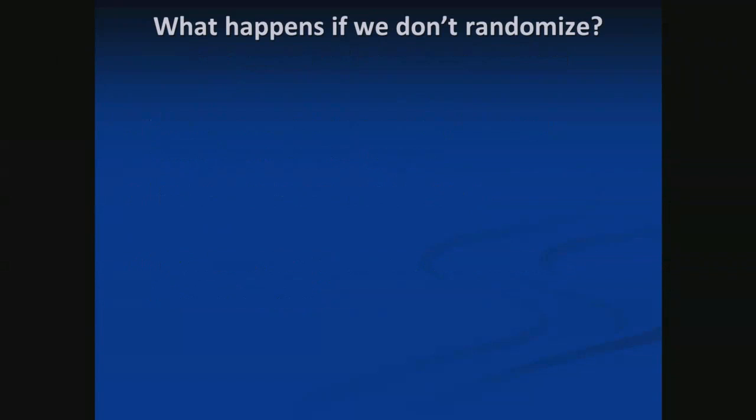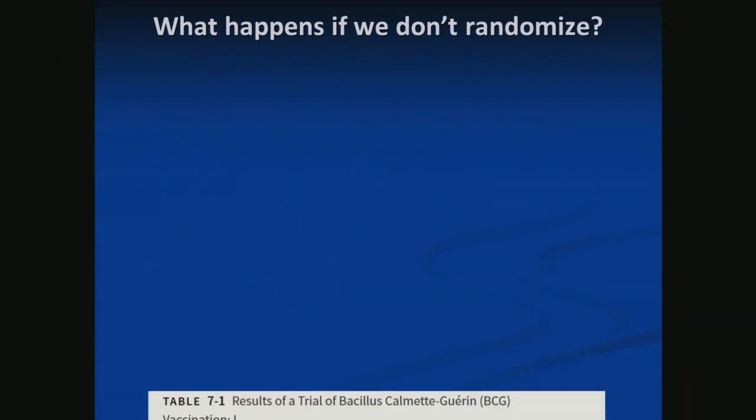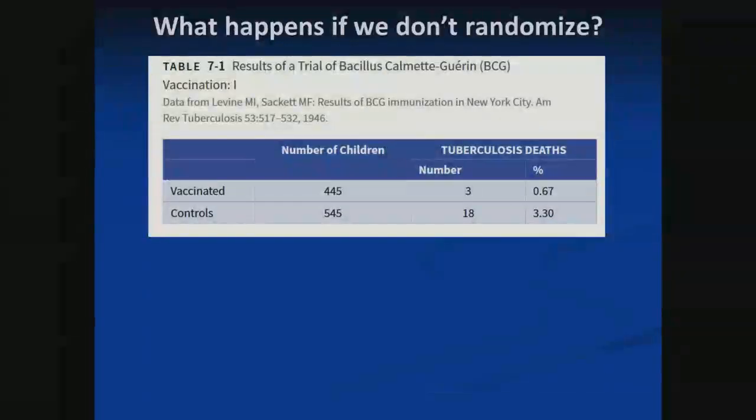So first, before we get there, what happens if we don't randomize? Okay, so let's see an example. This was a study done to test the effectiveness of the BCG vaccine. It was done in 1945, right? We know it was not effective, so we stopped using the BCG vaccine in the States anyway. Okay, so back then in 1946, a trial was done.